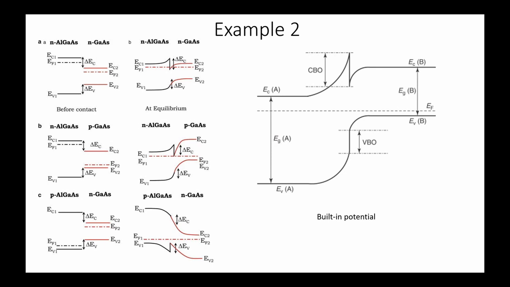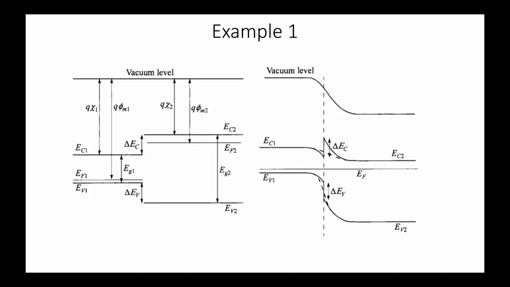Now what we will calculate is the built-in potential. So this is the built-in potential VBI. VBI is equal to phi n plus phi p, the band bending at the interface. Phi 1 and phi 2 we can say: the band bending on the semiconductor one side and the band bending on the semiconductor two side.